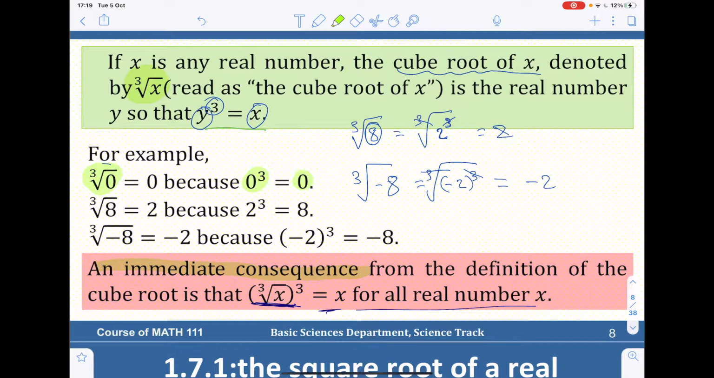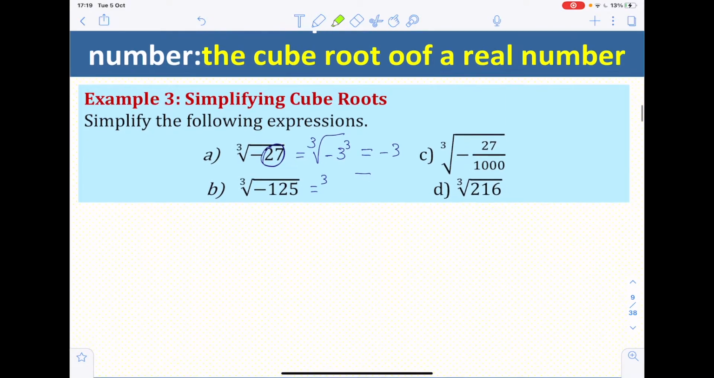the immediate consequence of the definition of the cubic root is that if we have the third root of x to the power 3, we have x. So for this, all real numbers work; we don't care whether the number is positive or negative or 0. So let's see this example.